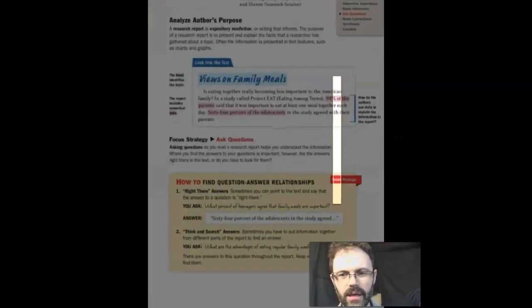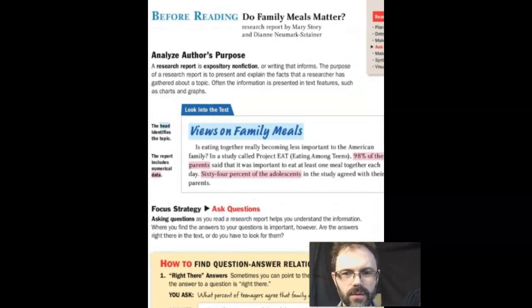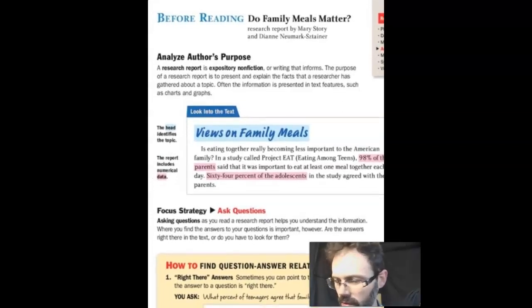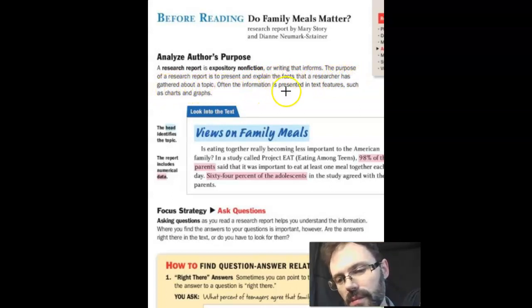This is the page in your textbook just before the article begins, and so I'll just cover this with you in the video. The article is called Do Family Meals Matter? And we are analyzing author's purpose. It says that a research report is an expository nonfiction or writing that informs. So this article, it's not a story, it's an informative article. It's giving you information. It's expository nonfiction. The purpose of a research report is to present and explain the facts that a researcher has gathered about a topic. Often the information is presented in text features such as charts and graphs.